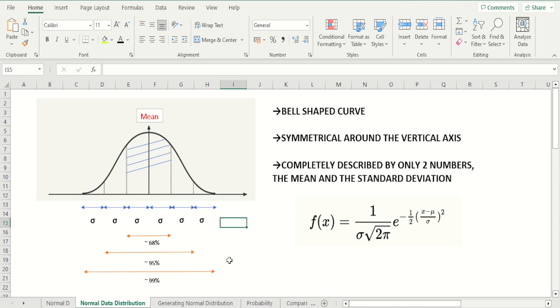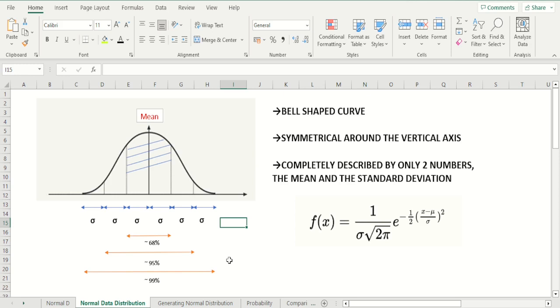An extension of that would be 95% of the data set lies between +2 standard deviations and -2 standard deviations, and 99.7% of the data set lies between +3 and -3 standard deviations.